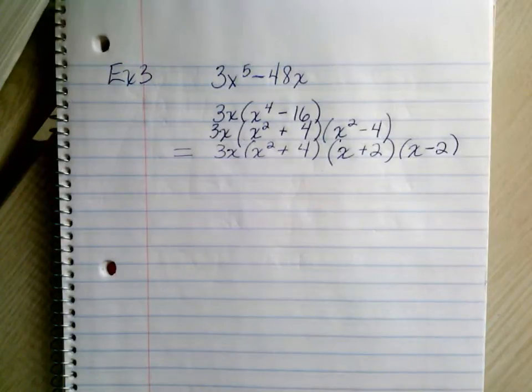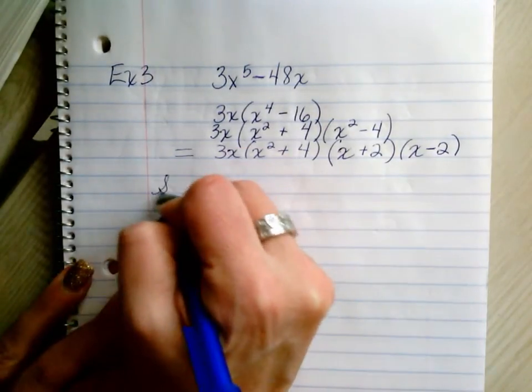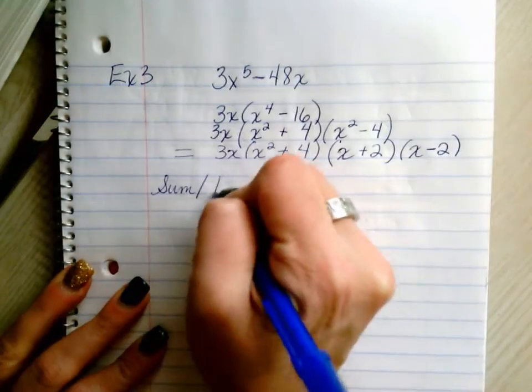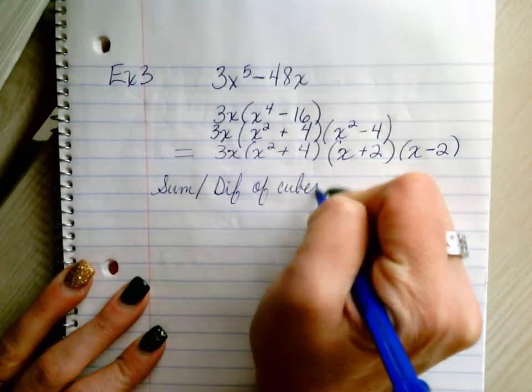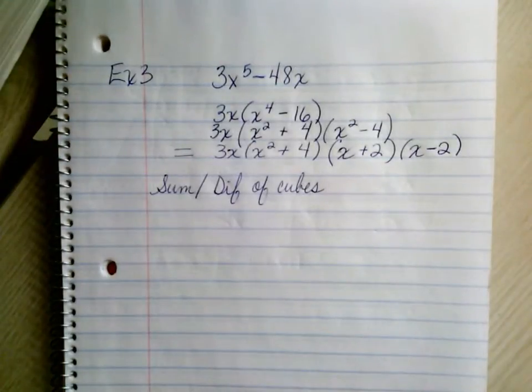There's one other awesome pattern that I want to, or there's two, I should say. Two other awesome patterns, and they have to do with cubes. Okay? And that's the sum or difference of cubes. And you can see those about 2/3 of the way down, right above example 4.